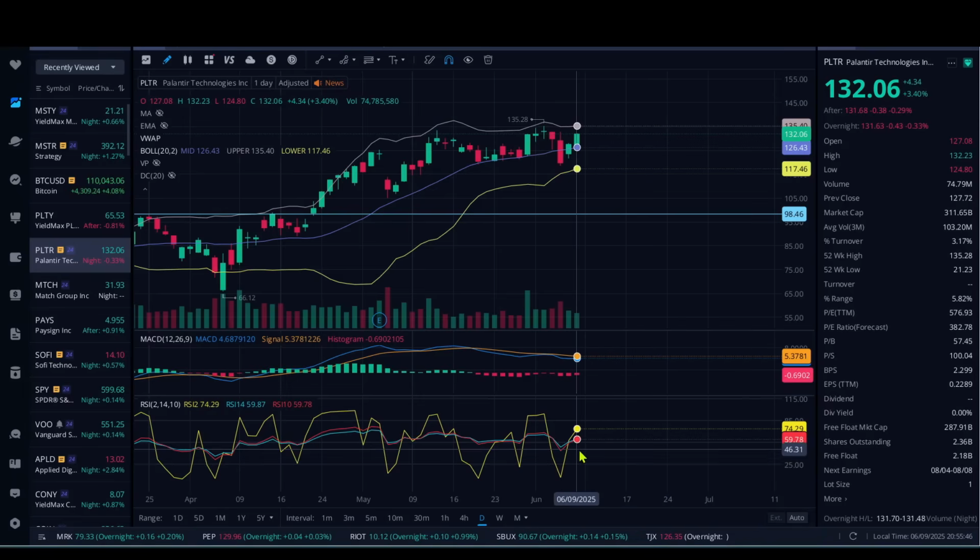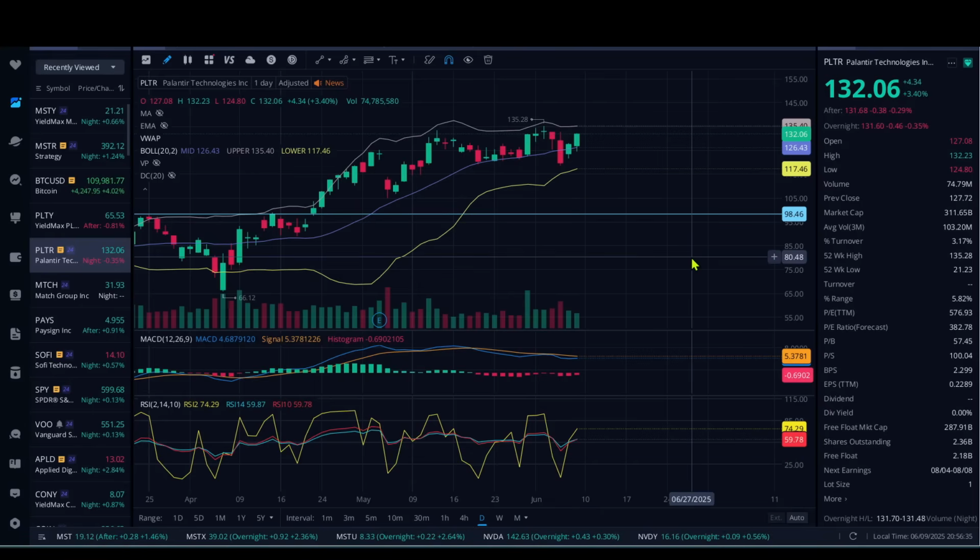Now on the RSI 14, we're looking at a 59. So we're pretty close to about right there in the middle. And Palantir, since it is a stock, I'm going to go with the 70-30 on the RSI. So anything above 70 would be overbought, and anything below 30 is going to be oversold, unlike it was for Bitcoin plays because of the volatility. Palantir is not a Bitcoin play.